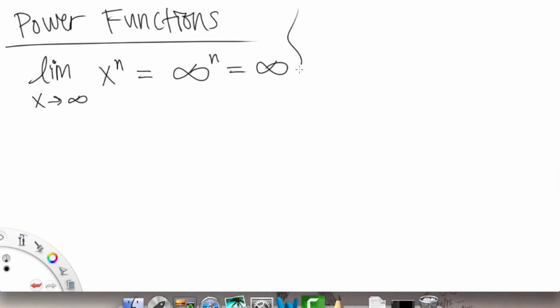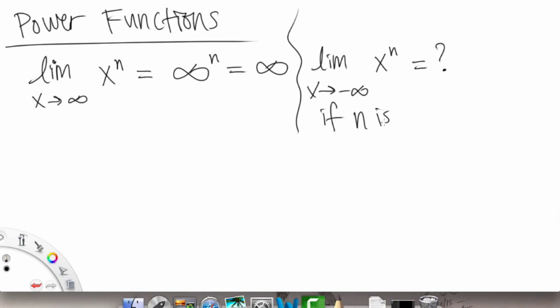And similarly, but on the opposite side, we have the limit as x goes to negative infinity of the same thing, x to the n. Here we have two different cases. So what does this equal? If n is even, then we get some negative value squared, or to the fourth, to the sixth, etc. So if it's even, then we get a positive infinity out.